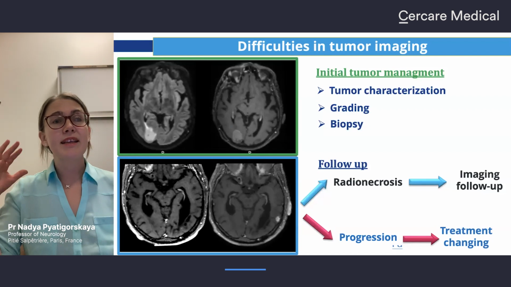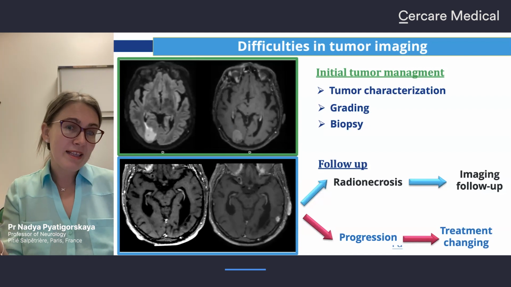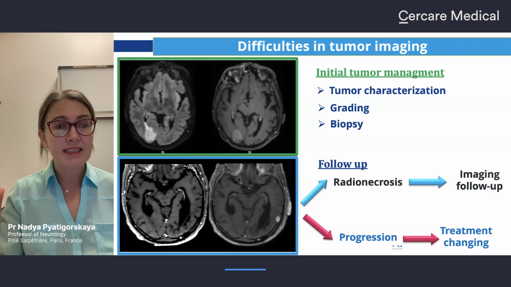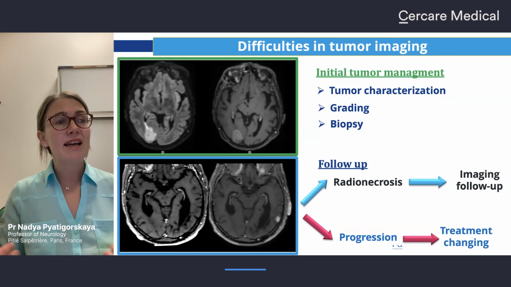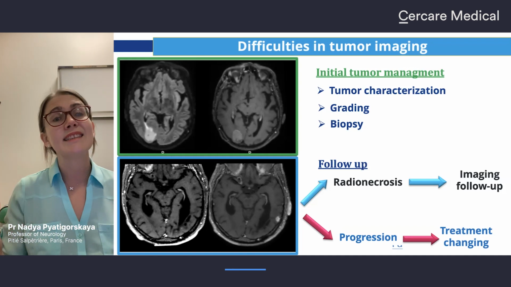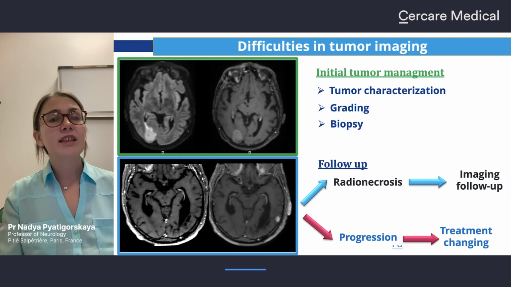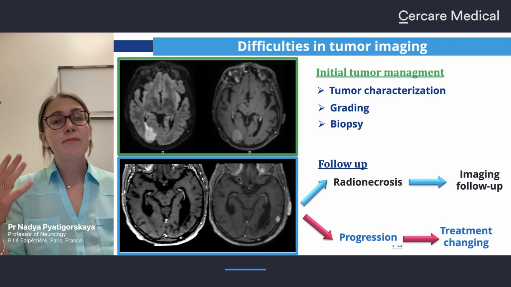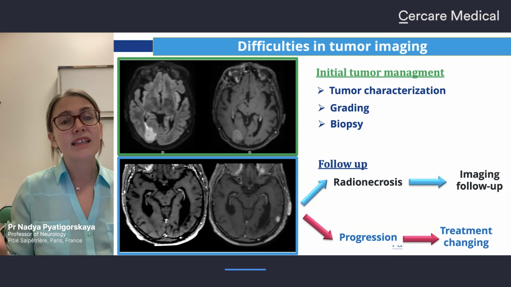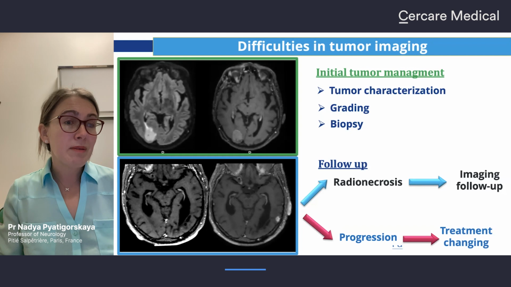It starts from the initial tumor management. First of all, when we find a lesion, we need to know whether it's actually a tumor or not, an infection or something else. Then we need to go deeper and characterize this tumor, know supposedly what it is exactly as a tumor. We need to grade it, and then we need to suggest the management. Can it be resected directly, or should we do a biopsy? And if we're doing the biopsy, where should we do this biopsy?